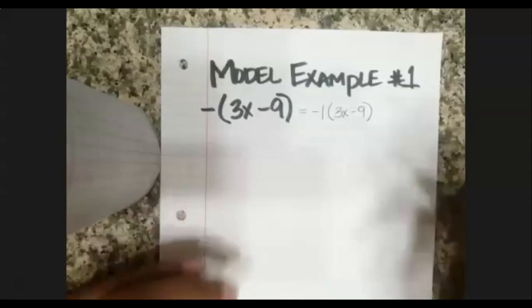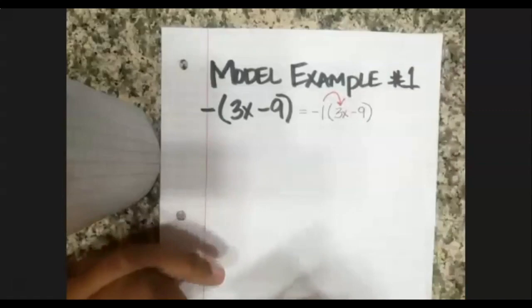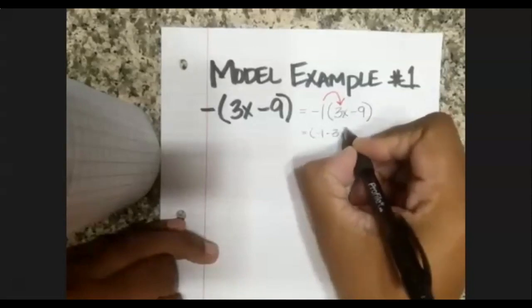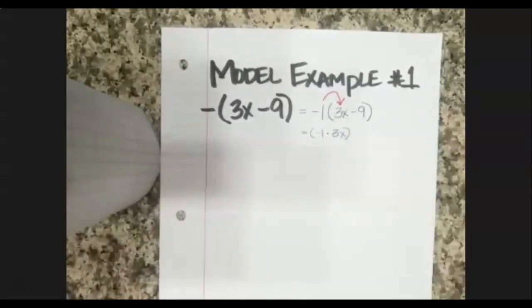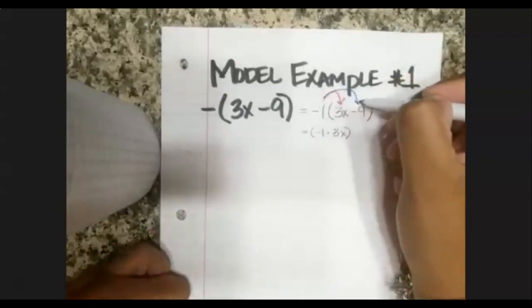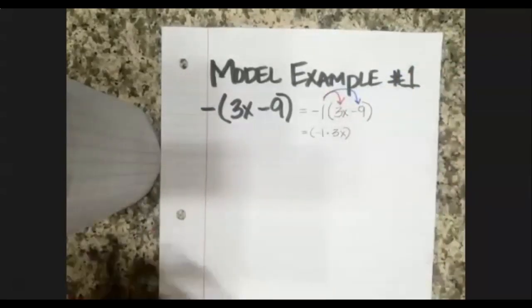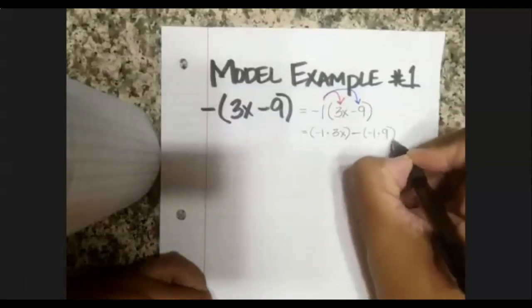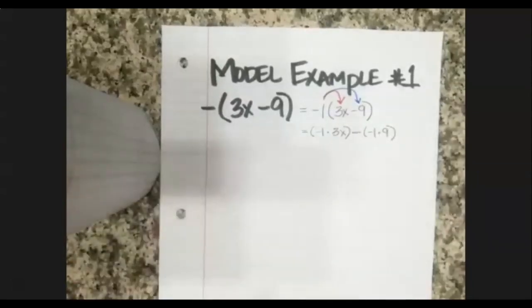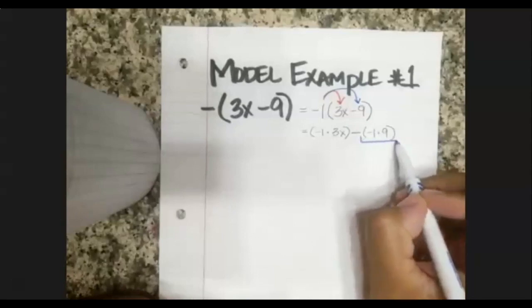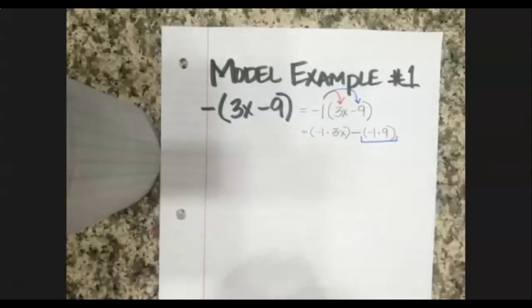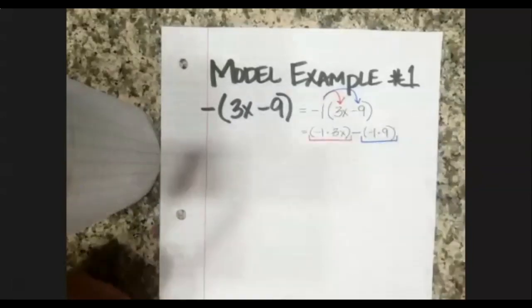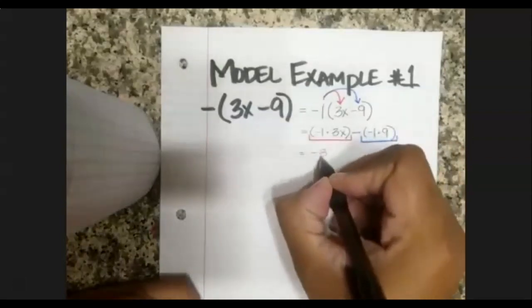So I'm going to start off by distributing or multiplying the -1 times the 3x inside the parentheses. I'm going to use my same operation that is inside the parentheses, which is subtraction. And then I'm going to multiply -1 times 9. My next step is just to simplify. And here I'm just showing you what colors go together. So the red is the -1 times 3x and the blue is the -1 times 9.